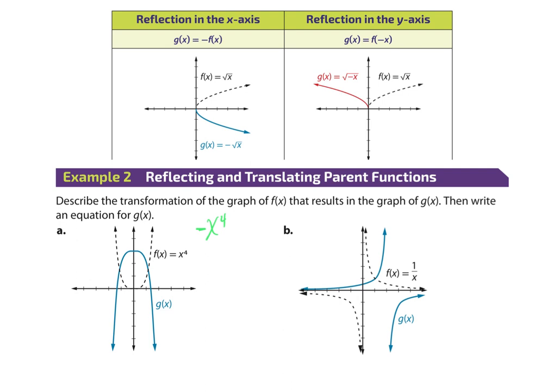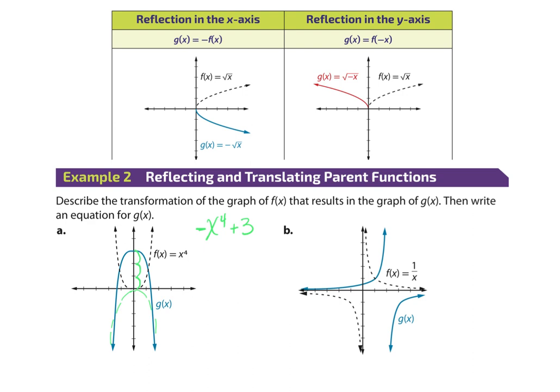And then once I reflected it down, I then moved it up 3 units after I reflected it. And so that would be what that would look like. I reflected it and I moved it up after I reflected it. Okay? Let's look at the next one.